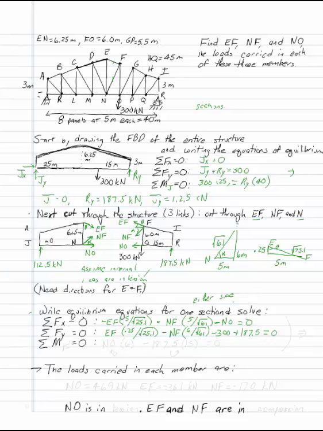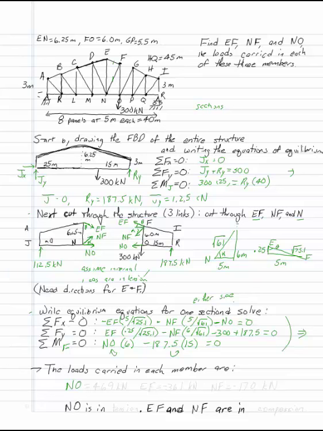And to sum the moments, let's sum the moments at the point F. That eliminates both EF and NF. And I have NO times 6, which is going this way, and 187.5 times 15, which is going the other way, so one minus the other equals 0. This is also three equations and three unknowns, and I can solve.